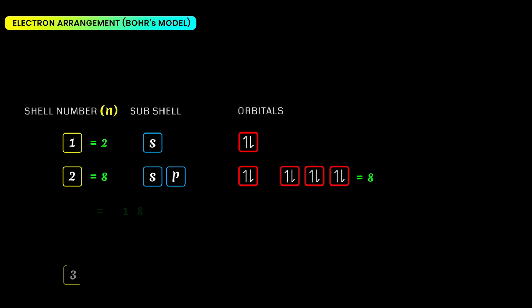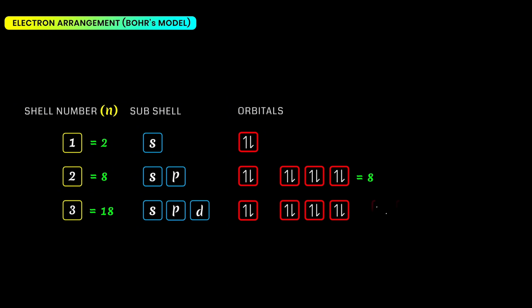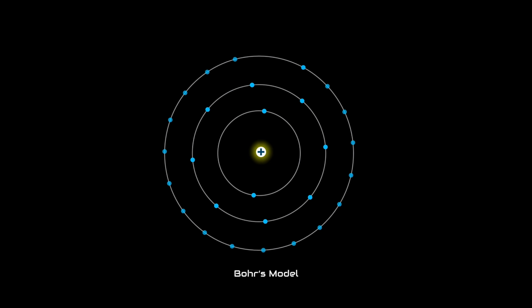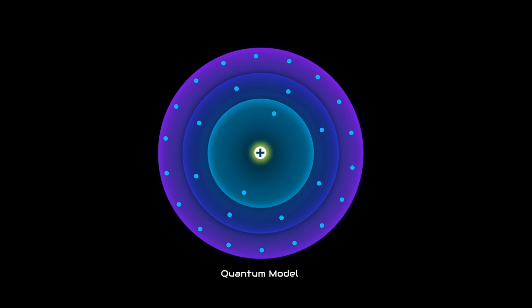The third shell has S, P, and D subshells. The S subshell has 1 orbital, P has 3, and D has 5 orbitals, giving a total of 9 orbitals and 18 electrons. From this we can see that the number of electrons in each shell matches Bohr's model. In Bohr's model, electrons are fixed in orbits, but in the quantum model, electrons are described by a wave function, and we determine their location based on probability. So we need to understand in which region each electron is most likely to be found.